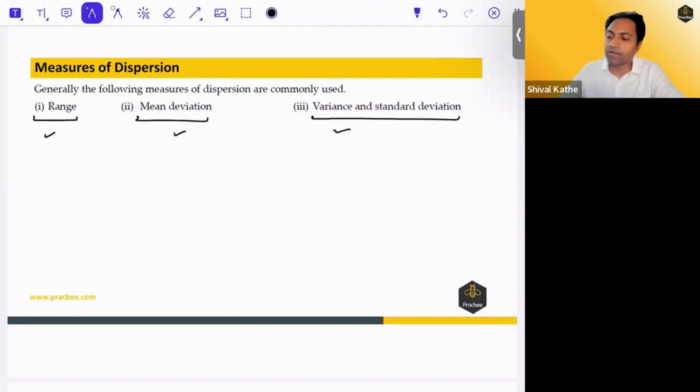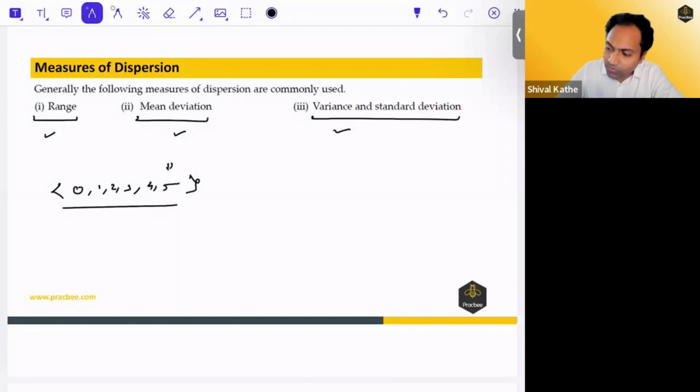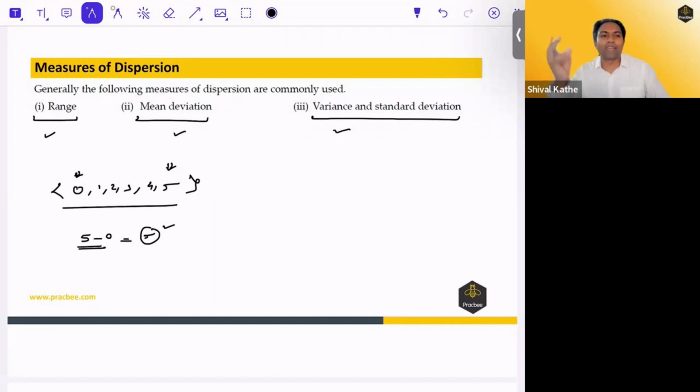Now, what is range? You already understand. So for example, I have data 0, 1, 2, 3, 4, 5. In this data, you can see the maximum value is 5, the minimum value is 0. So if you subtract 0 from 5, you get the range. So your range is 5. Got it? Very simple. The range can give you a certain idea: if the range of marks of people in a class is 0 to 100, it gives you an idea of the spread, but that idea is of no use basically. So this is not a very useful measure.